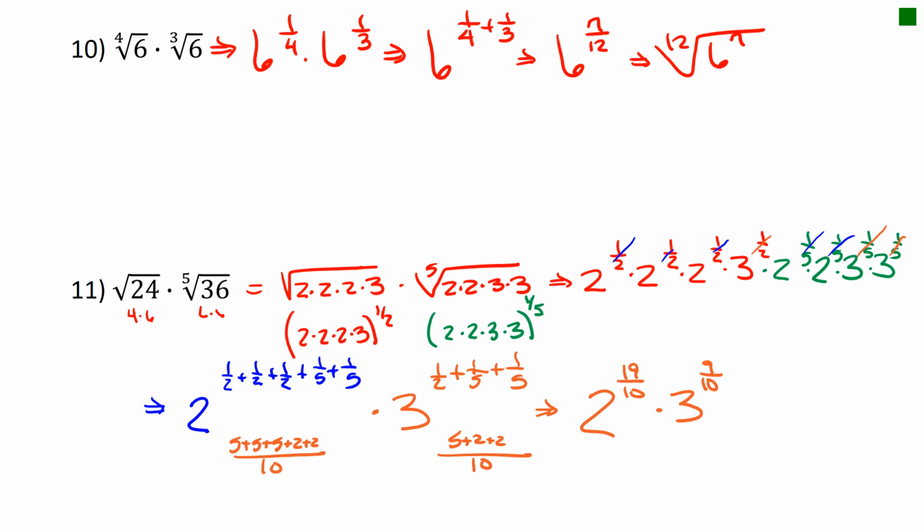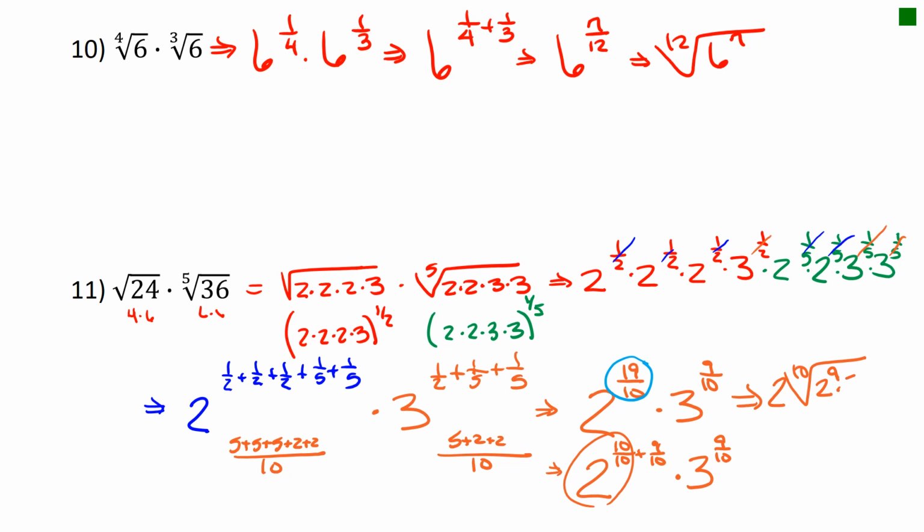So on the 2, I've got a power bigger than the root. So what I'm going to do with that one is make it 2 to the 10 tenths plus 9 tenths. The 3 I'm just going to leave as 9 tenths. So the 2 to the 10 tenths is just 2. That comes outside. And then I have the 10th root of 2 to the 9th times 3 to the 9th. And you could figure out what those are, but again, you don't need to for me.